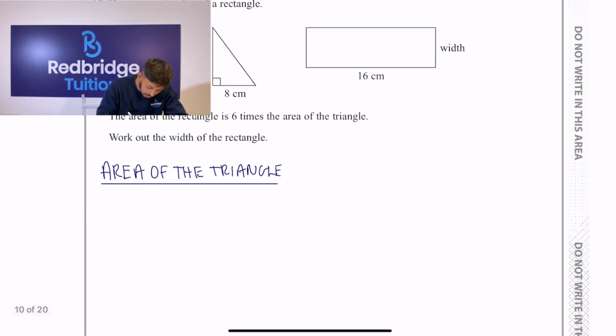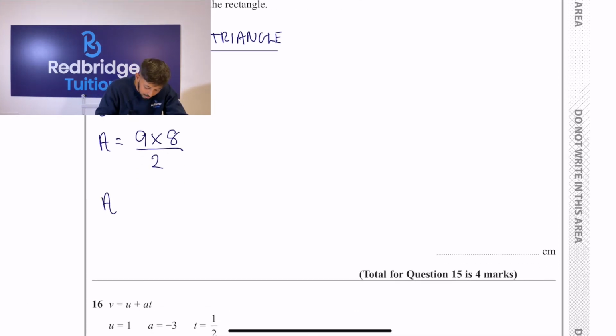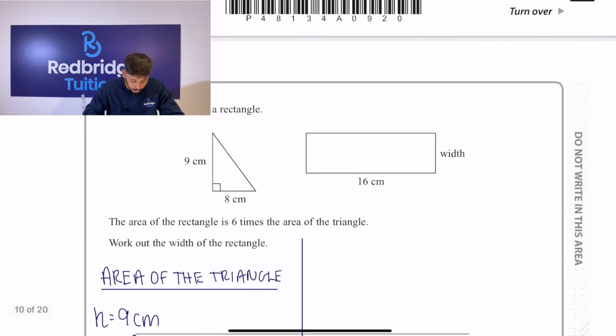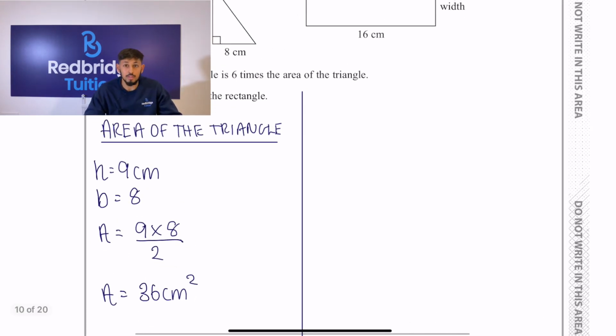So the height is 9 centimeters. The base is equal to 8 centimeters. Now the area is equal to 9 times 8 divided by 2. And the total area of the triangle is equal to 36 centimeters squared. Now the second part of this question has told us that the area of the rectangle is 6 times the area of the triangle. So as we have worked out the area of the triangle to be 36 centimeters squared, we can work out the total area of the rectangle.